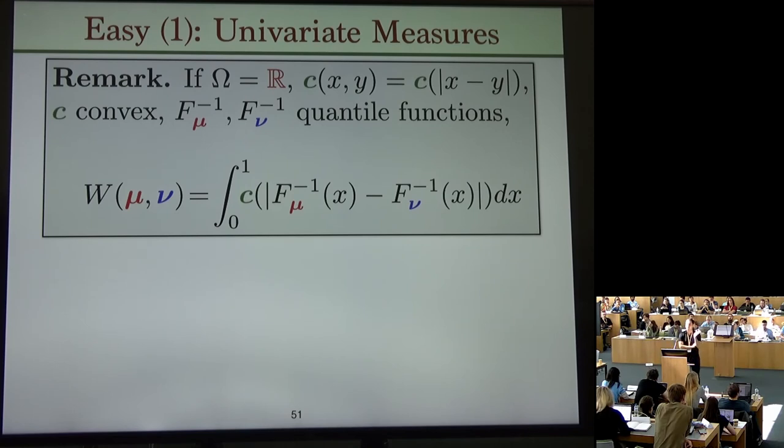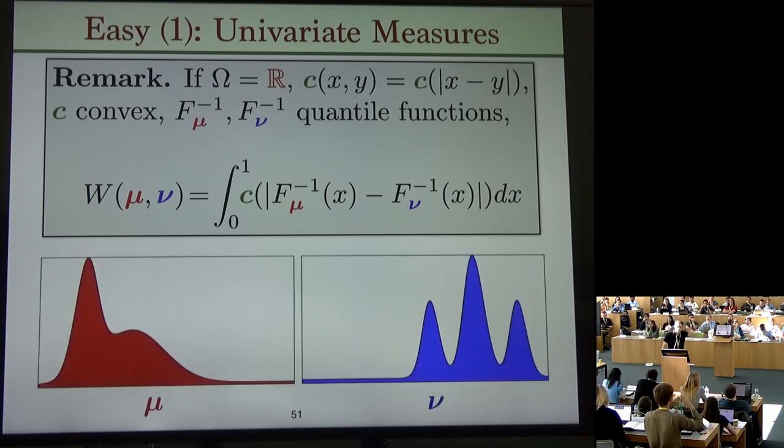Optimal transport between two distributions, two densities on the real line, is basically a very elaborate, complicated way to say that we're dealing with their quantile functions. And the identity is as follows. The Wasserstein distance between mu and nu is the integral of the cost function applied to the difference between the quantiles. So let me try to parse this out for you visually.